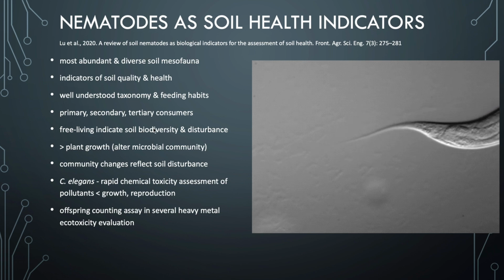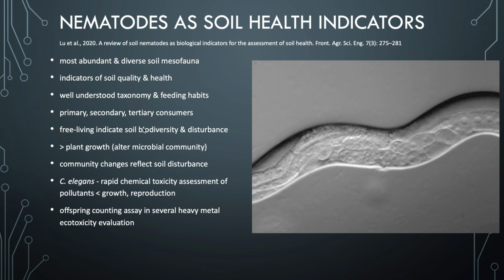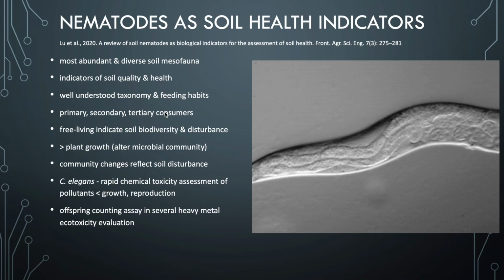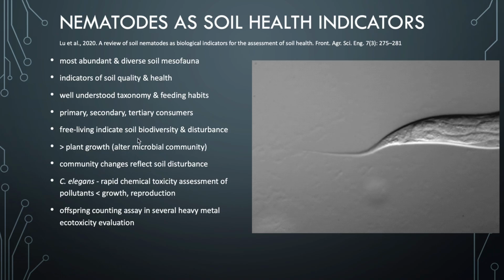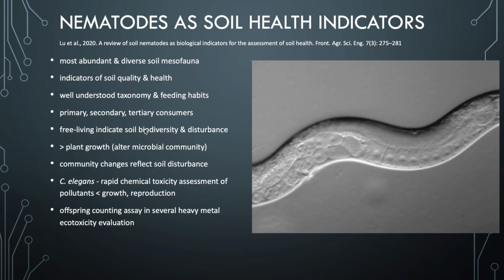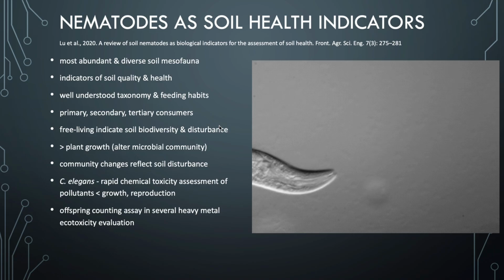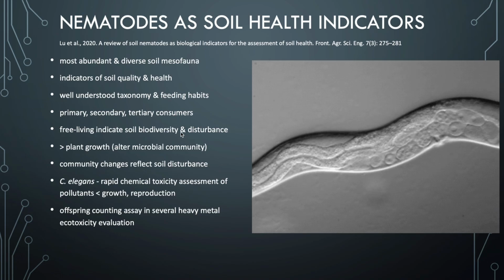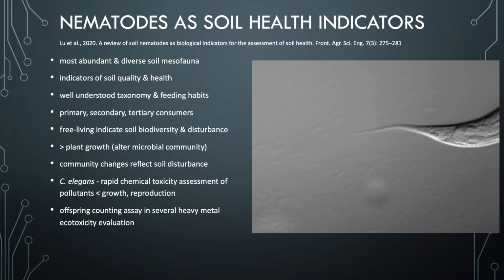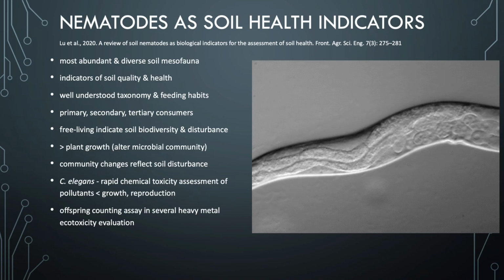Free-living nematodes indicate soil biodiversity and disturbance. So if there is a biodiverse community of free-living nematodes, it's a good sign. And when disturbance happens, these nematodes often disappear very rapidly, particularly the fungal feeders, the omnivores, and the predators.